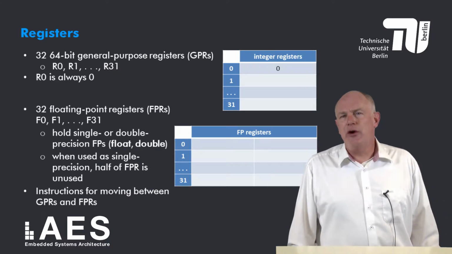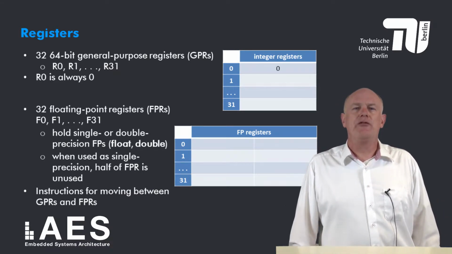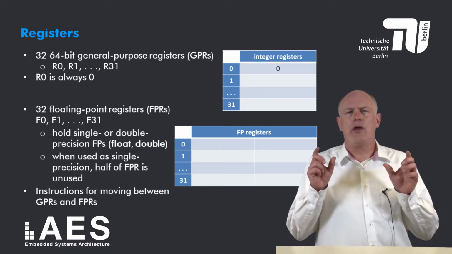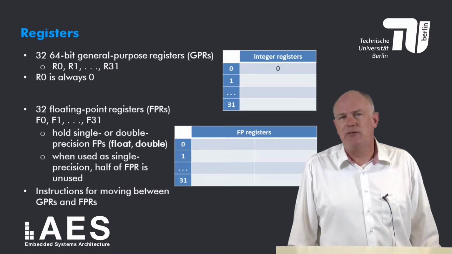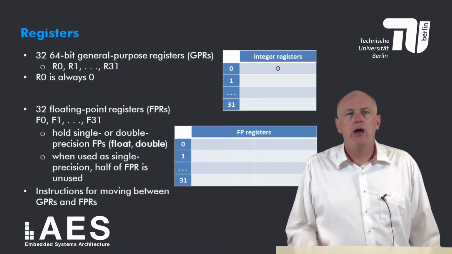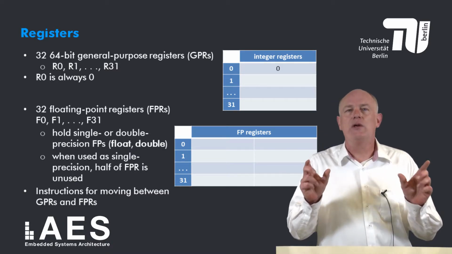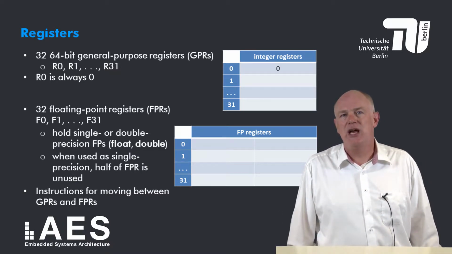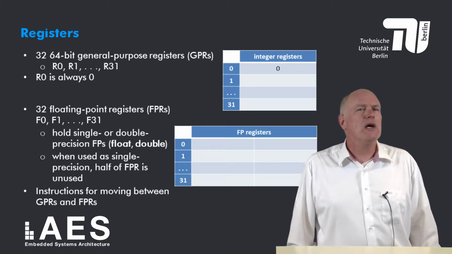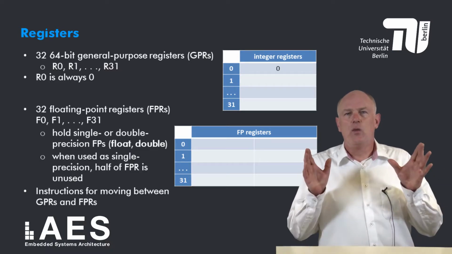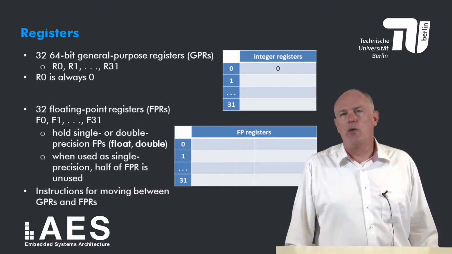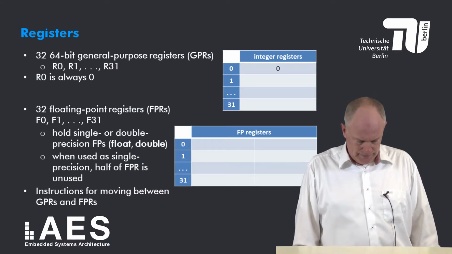MIPS also has 32 64-bit floating point registers, FPRs. These floating point registers can hold a 32-bit single precision floating point or a 64-bit double precision floating point. You probably know the keywords float and double from the C programming language, and these correspond exactly to these data types. When single precision is stored within one of the FPRs, then only half of the floating point register is used.